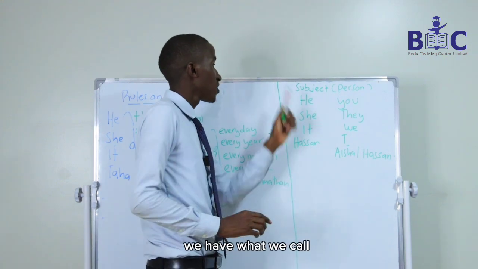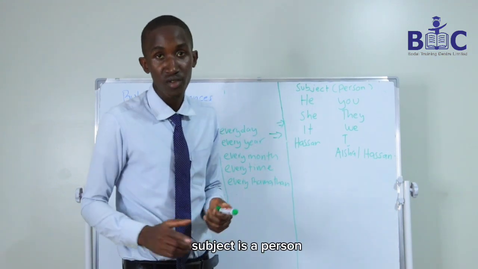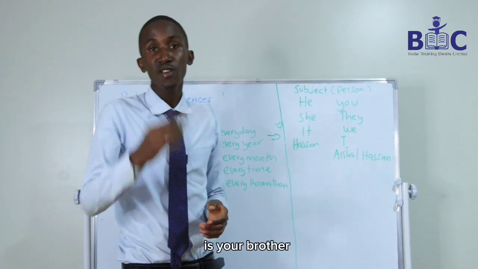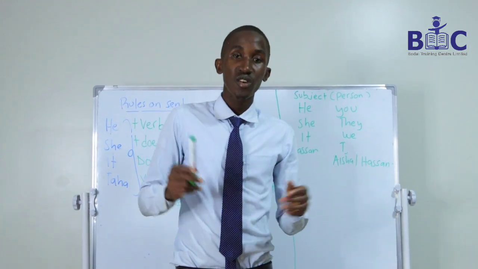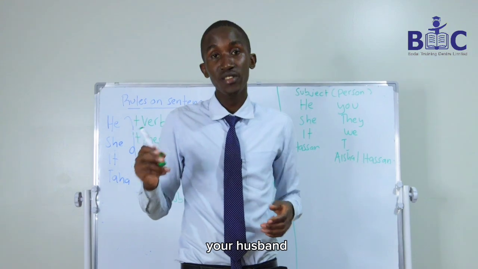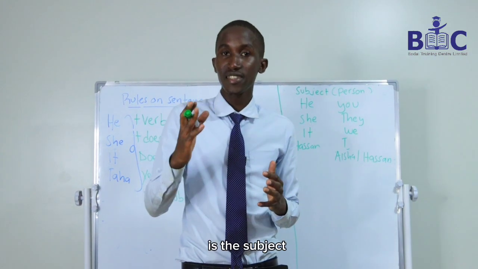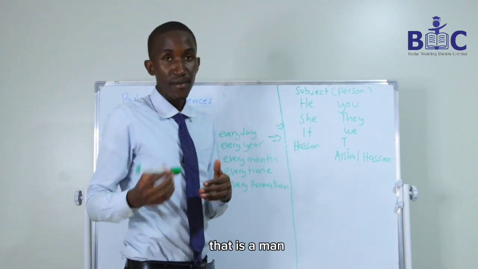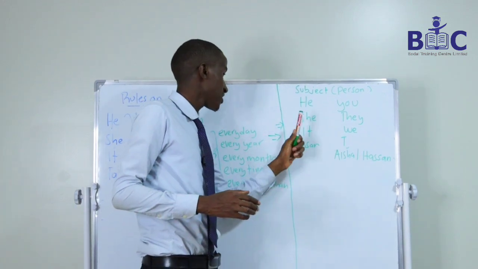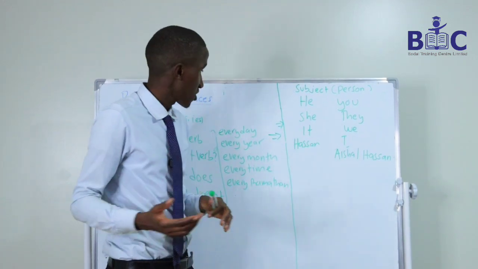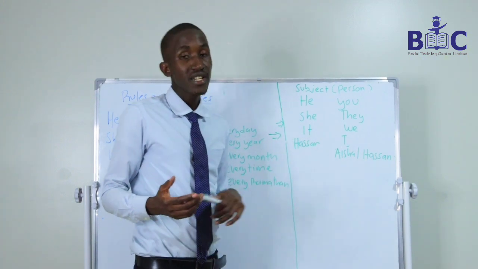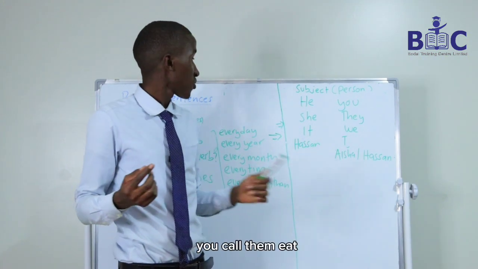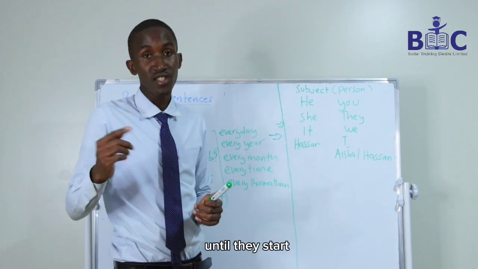We have what we call subject. Subject is a person. Subject is you there. Subject is me. Subject is your brother, your uncle, your friend, your wife, your husband, or any person is the subject. Now, we have subject he, that is a man. We have subject she, a woman. We have subject it. It is something which does not talk. Even babies, we call them it until they start talking.